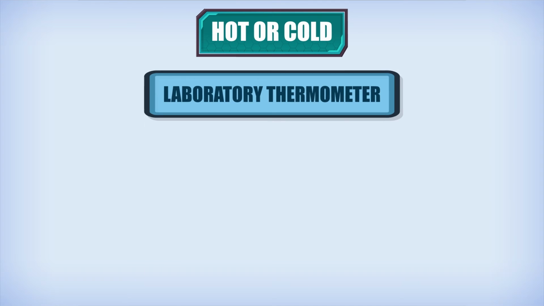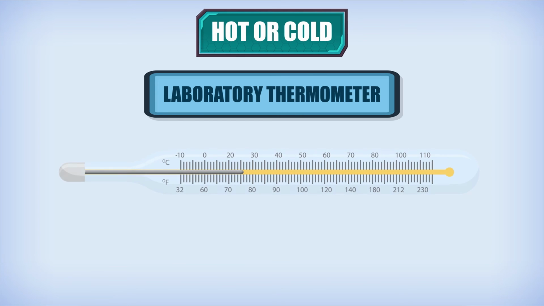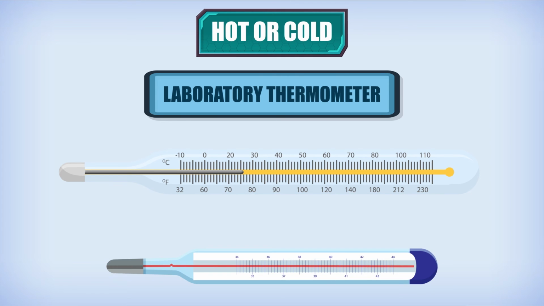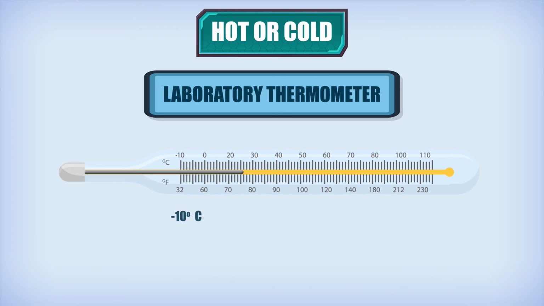Laboratory thermometer. How do we measure the temperature of other objects? For this purpose, there are other thermometers. One such thermometer is known as a laboratory thermometer. This is used in science laboratory. It is similar to clinical thermometer, but it is long and narrow. A laboratory thermometer reads temperature from -10 degrees Celsius to 110 degrees Celsius.